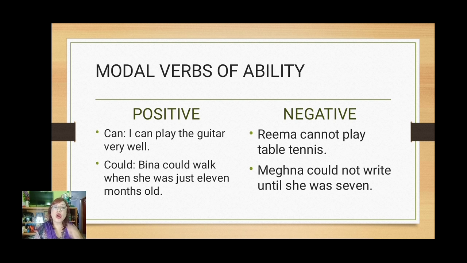Now, similarly, the negative of the word could. Let us see an example. Meghna could not write until she was 7, right? So here, as I told you, you can make a positive modal verb of ability into a negative one by simply adding not after the modal verb and before the main verb. That is, in between the modal verb and the main verb, if you place not, then a modal verb of ability will be changed into a negative one. Positive will be changed into a negative one.